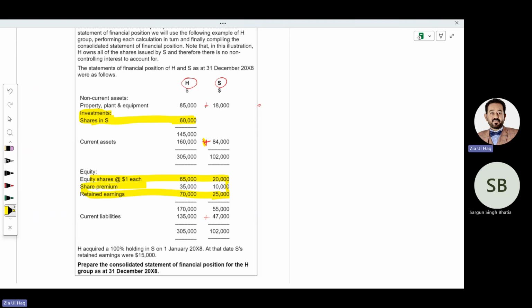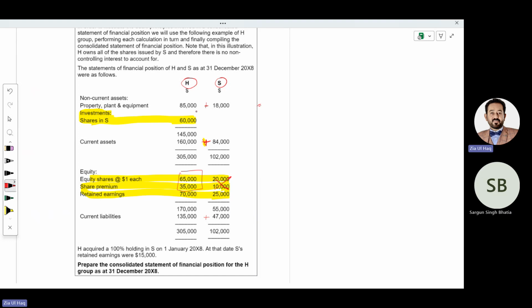These four things we need to check in preparing consolidated financial statements. One, investment. Second, share capital, share premium, and retained earnings. For share capital and share premium, we don't need to include the subsidiary's. While preparing consolidated financial statements, we will just use the parent company's share capital and share premium. We do not need to do anything regarding share capital and share premium in consolidated financial statements.